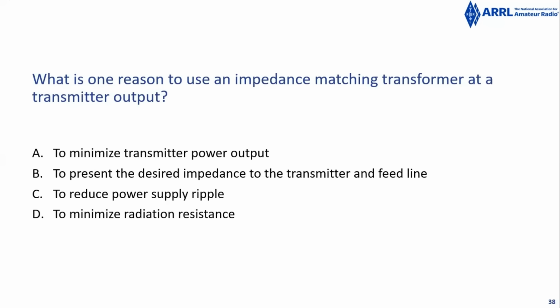What is one reason to use an impedance transformer at a transmitter output? To present the desired impedance to the transmitter, to minimize reflected power, to present the desired impedance of the transmission feed line. B.